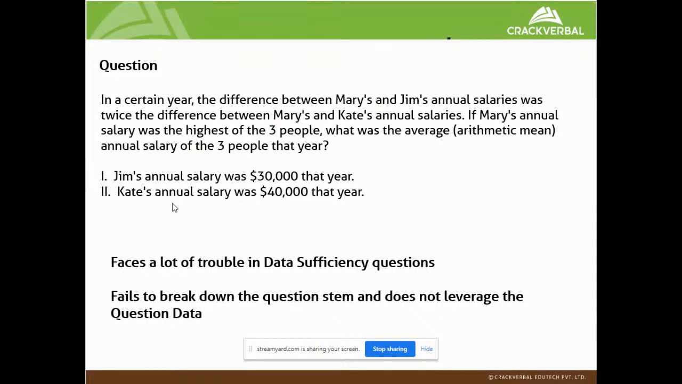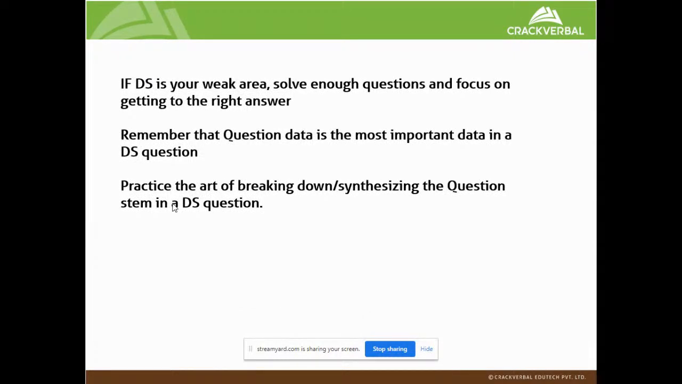So typically, a student who faces this problem of crossing 46, 47 typically faces a lot of trouble in DS questions. And that's usually because he or she fails to break down the question stem and does not take advantage of the question data. So I hope this question has given you an idea of how to use the question data to your advantage to help you break down the question stem, right? That's what you have to do.